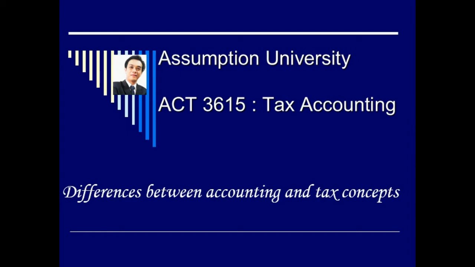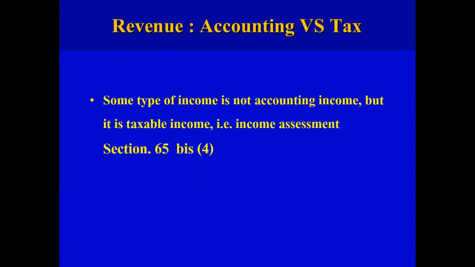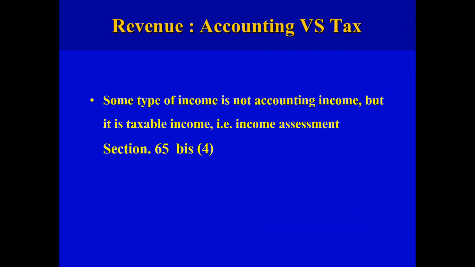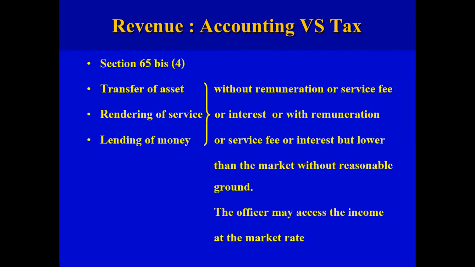In this part we will talk about some of the adjustments that may be made in the calculation of the taxable profit. For example, for revenue, some types of income are not accounting income, but they are taxable income. Reference is to Section 65 Bis number 4.